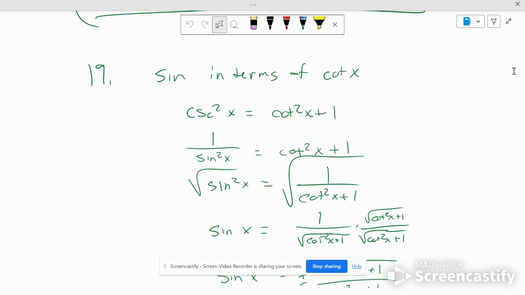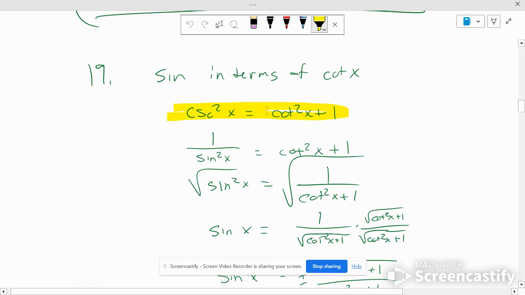Now, are sine and cotangent on the same Pythagorean identity? No, they're not. So we have to use the Pythagorean identity of cosecant squared equals cotangent squared plus 1. And I want cosecant on the left side. That's why I wrote it this way. Okay? So cosecant squared equals cotangent squared plus 1.